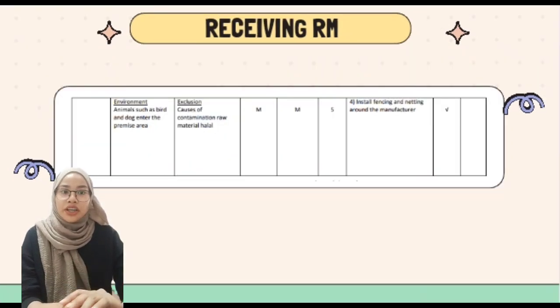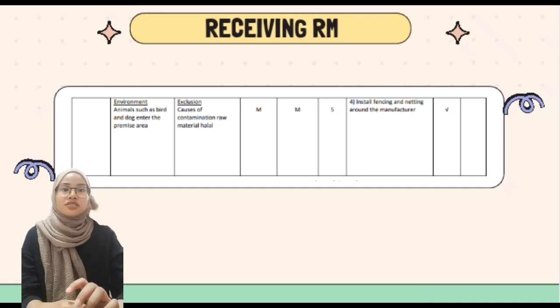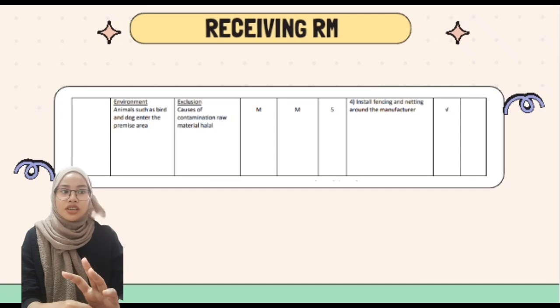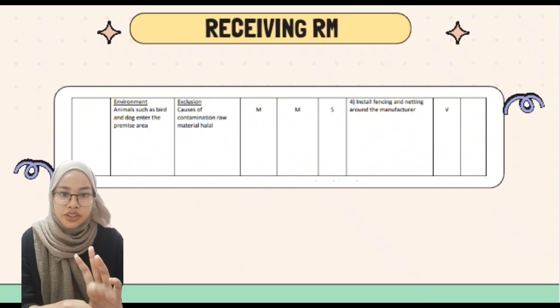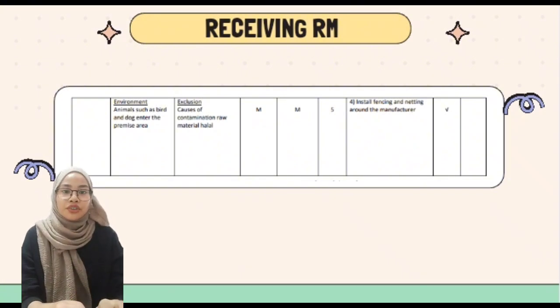And environment: animals such as birds and dogs entering the premise area. Exclusion: causes contamination of raw material. Moderate. So the final risk ranking is 5. Countermeasure: install fences and netting around the manufacturer, and yes, this will get a halal tayyiban critical control point. Yes.